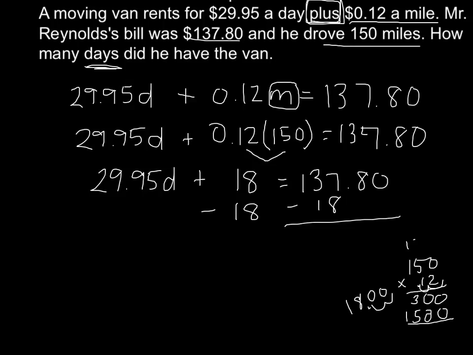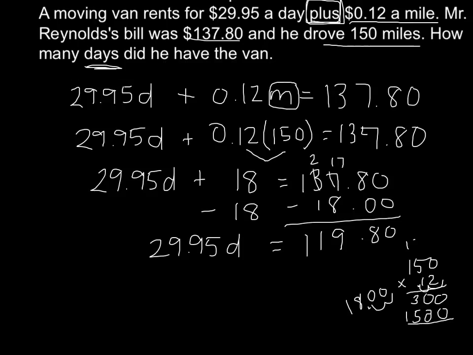Make sure to line up those decimal points. I'll add those zeros just to keep my place there. Okay, so 0 minus 0 is 0. 8 minus 0 is 8. Bring down my decimal. 7 minus 8, we can't do it. So I'm going to have to make that a 17. So that would be 9. 2 minus 1 is 1. 1 minus 0 is 1. So I'm left with $119.80 equals $29.95 times D, or times however many days it would be. So then I need to divide both sides by $29.95.